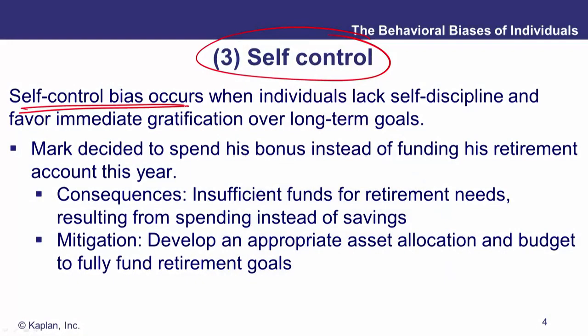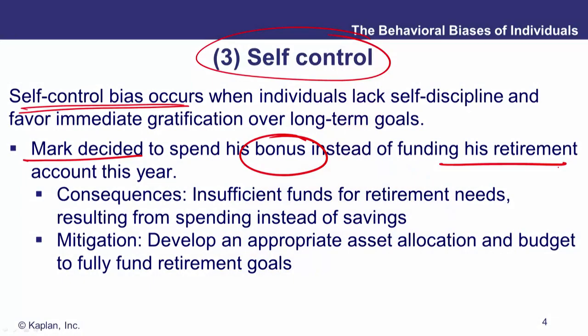So we might see an example. There you go. Mark decides to spend his bonus instead of funding his retirement. That's a basic application of a lack of self-control, and of thinking about maximising utility over all horizons, not just your short-term horizon. So yes, inefficient saving for retirement.